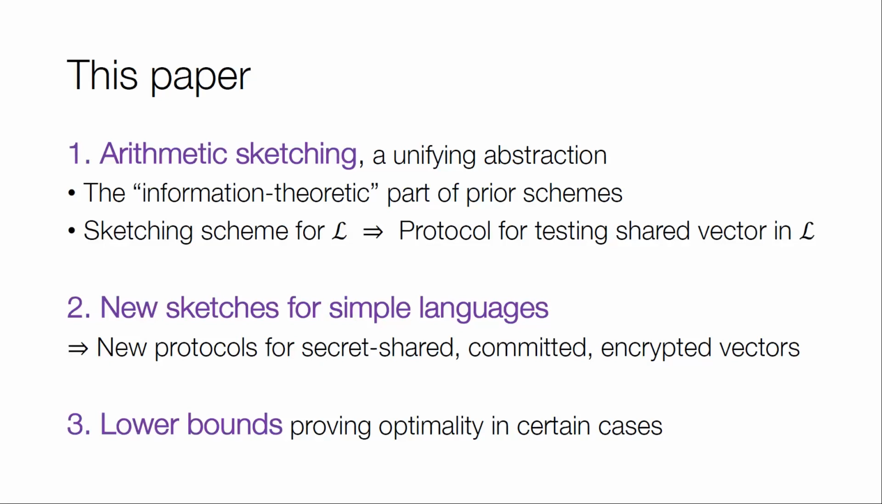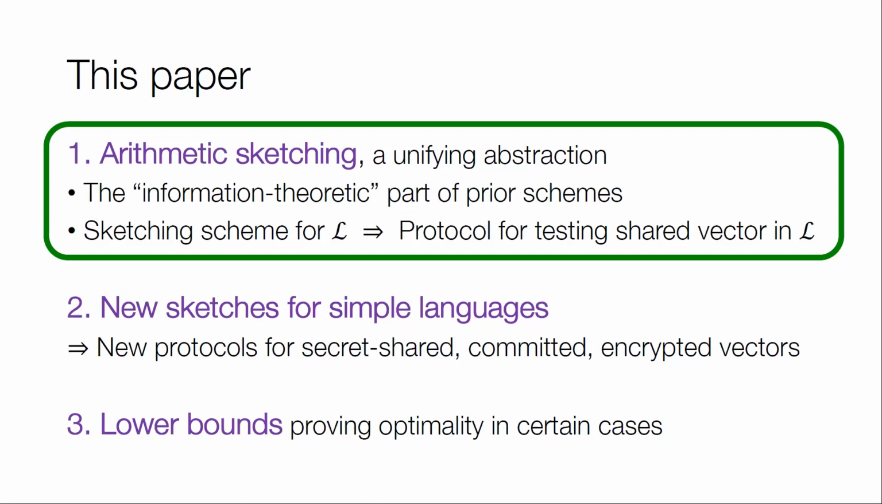The second thing is we give new sketching schemes for simple languages like the ones I just mentioned. And this immediately gives us new protocols for testing properties of secret shared vectors or committed or encrypted vectors. And then the last thing we do is we prove some lower bounds, showing that in certain cost metrics, the new schemes that we give are optimal.